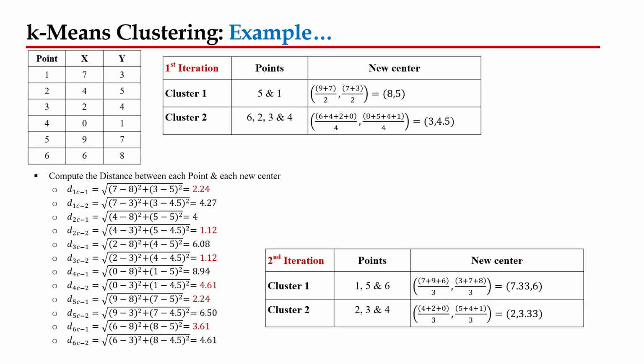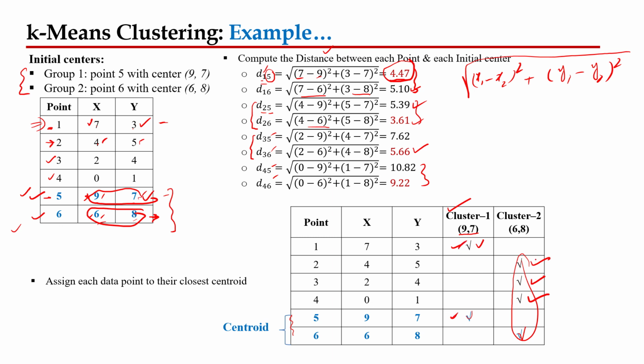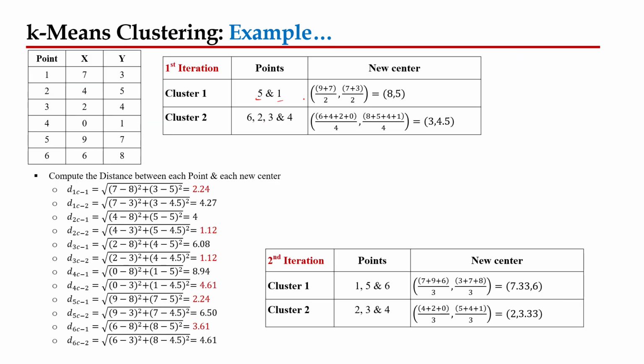So how can we do that? That is with the help of this one. Cluster number 1's points are 1 and 5, and similarly cluster 2's points are 2, 3, 4 and 6. Now we are going to find the new center of these clusters. That is going to be 7, this is point number 1, plus 9, that is point number 5, the second one. Because these are two values, we are taking the average, which is dividing by 2. Then, for y, 3 plus 7 divided by 2.